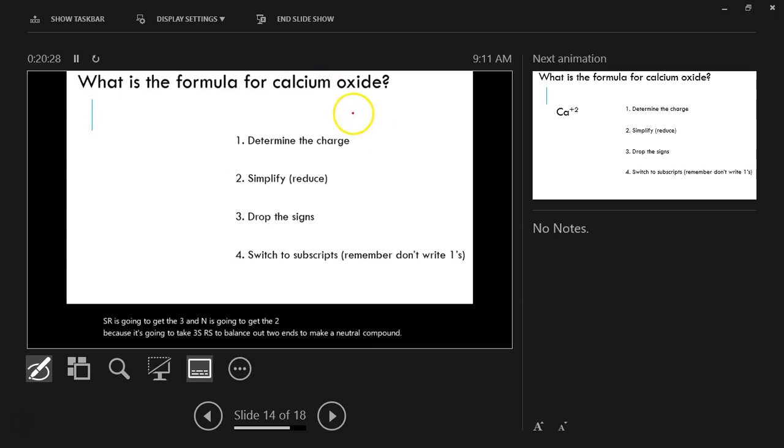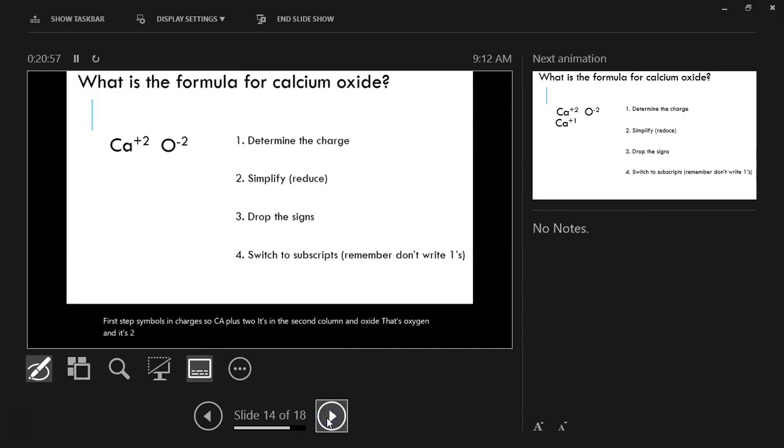Once again, another practice problem. Pause the video and come back once you've solved your formula. What is the formula for calcium oxide? Okay, so first step, symbols and charges. So Ca plus 2, it's in the second column. And oxide, that's oxygen, and it's 2 away from the closest noble gas. Simplify or reduce if you can.